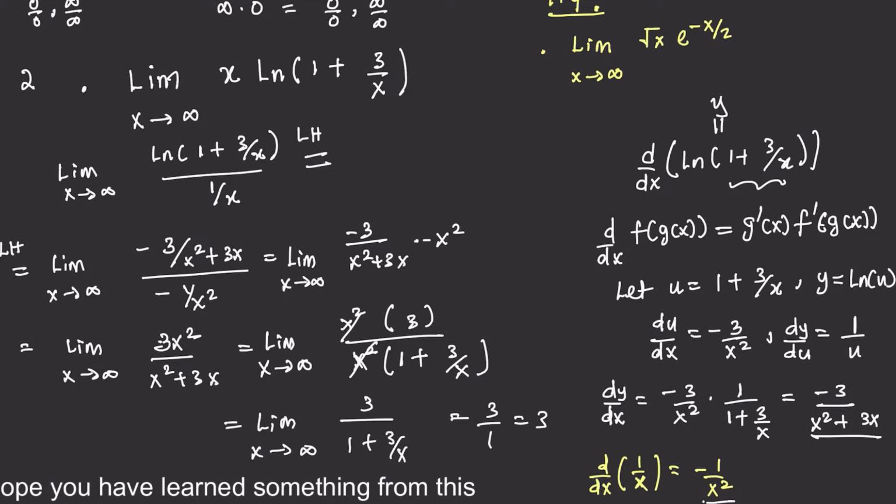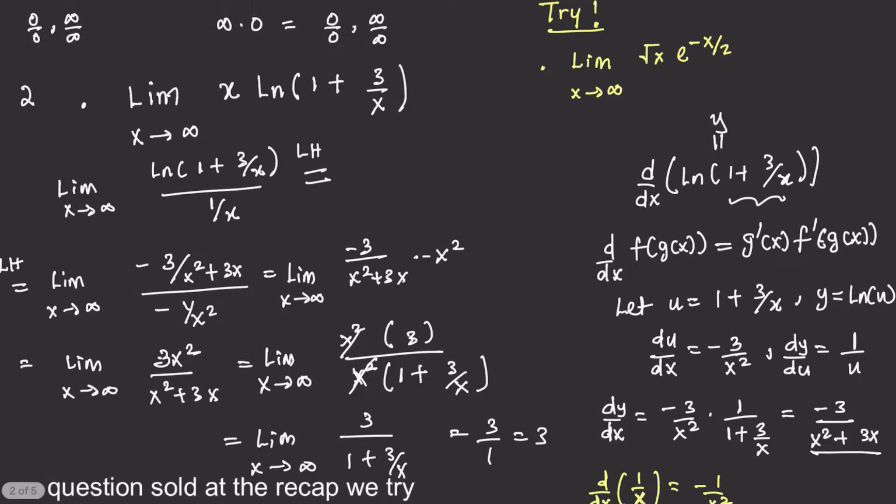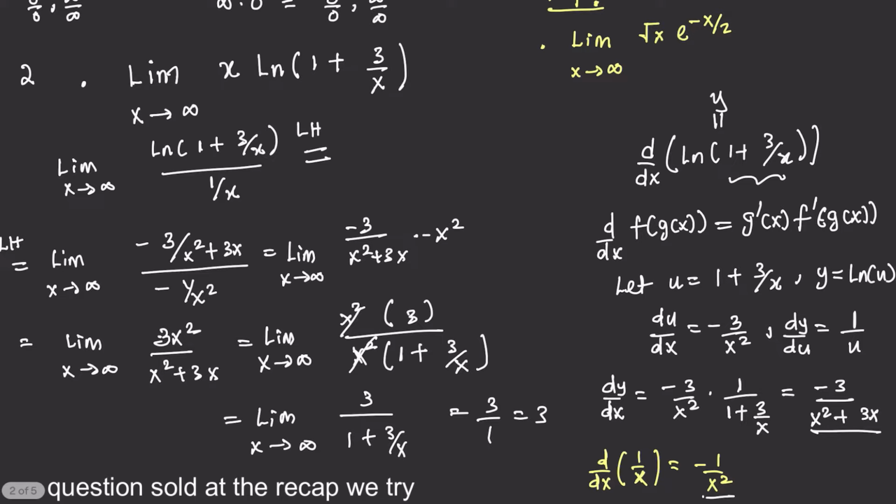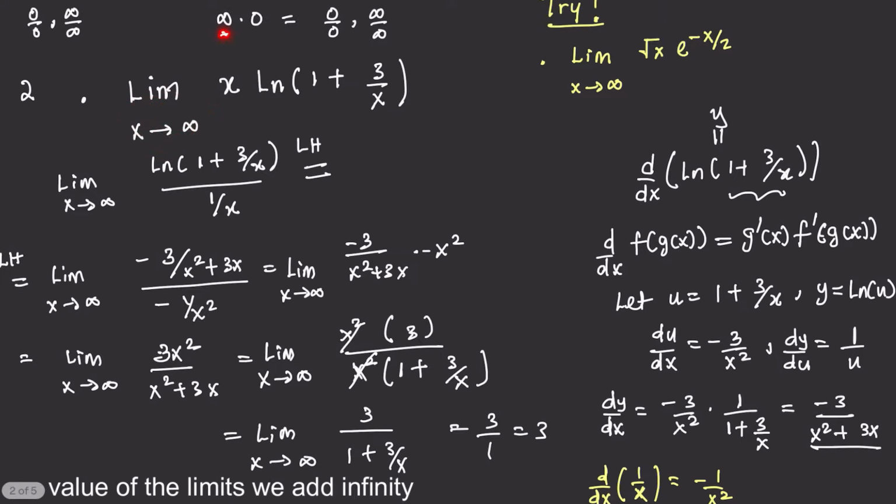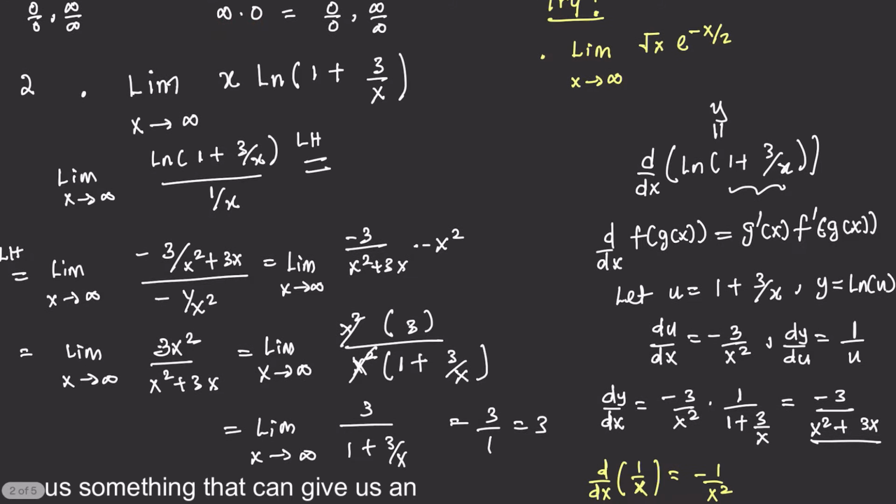I hope you have learned something from this question. As a recap, we tried substituting the value of the limit. We had infinity times 0, so we rewrote the problem in a form that gives an indeterminate form, which is 0 divided by 0 or infinity divided by infinity. In this case, we had 0 divided by 0 by writing x as 1 divided by 1 over x.